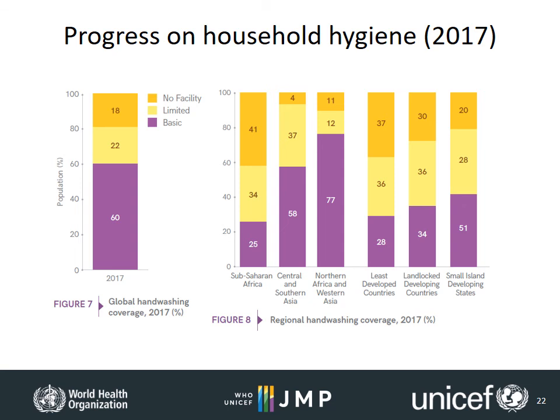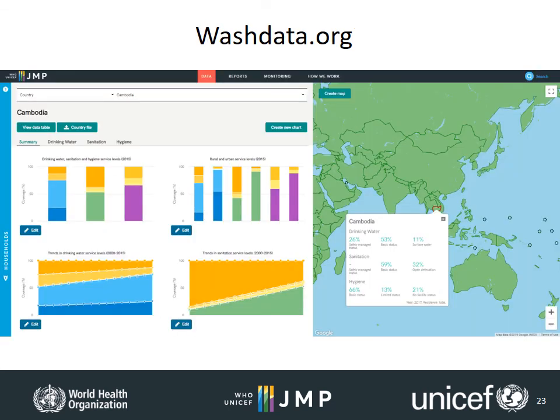Estimates were available for 3 out of the 8 SDG regions and range from about 25% in sub-Saharan Africa to 77% in Northern Africa and Western Asia. All of our reports and country files are available to download from the JMP website, washdata.org, along with interactive data visualization tools which allow users to explore our global databases and to create, edit, download and share bespoke charts and data tables for countries and indicators of interest. We'll be presenting these in more detail in the next webinar.